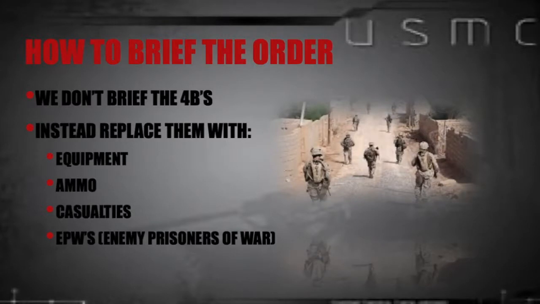When I went to PLC in 2018, we briefed the 4 B's: beans, bullets, band-aids, bad guys. But in 2019, that's changed. OCS does not want you to brief the 4 B's as beans, bullets, band-aids, and bad guys. Instead, they want you to use the words equipment, ammo, casualties, and EPWs, or enemy prisoners of war. Now let's look at some examples of these in the brief.